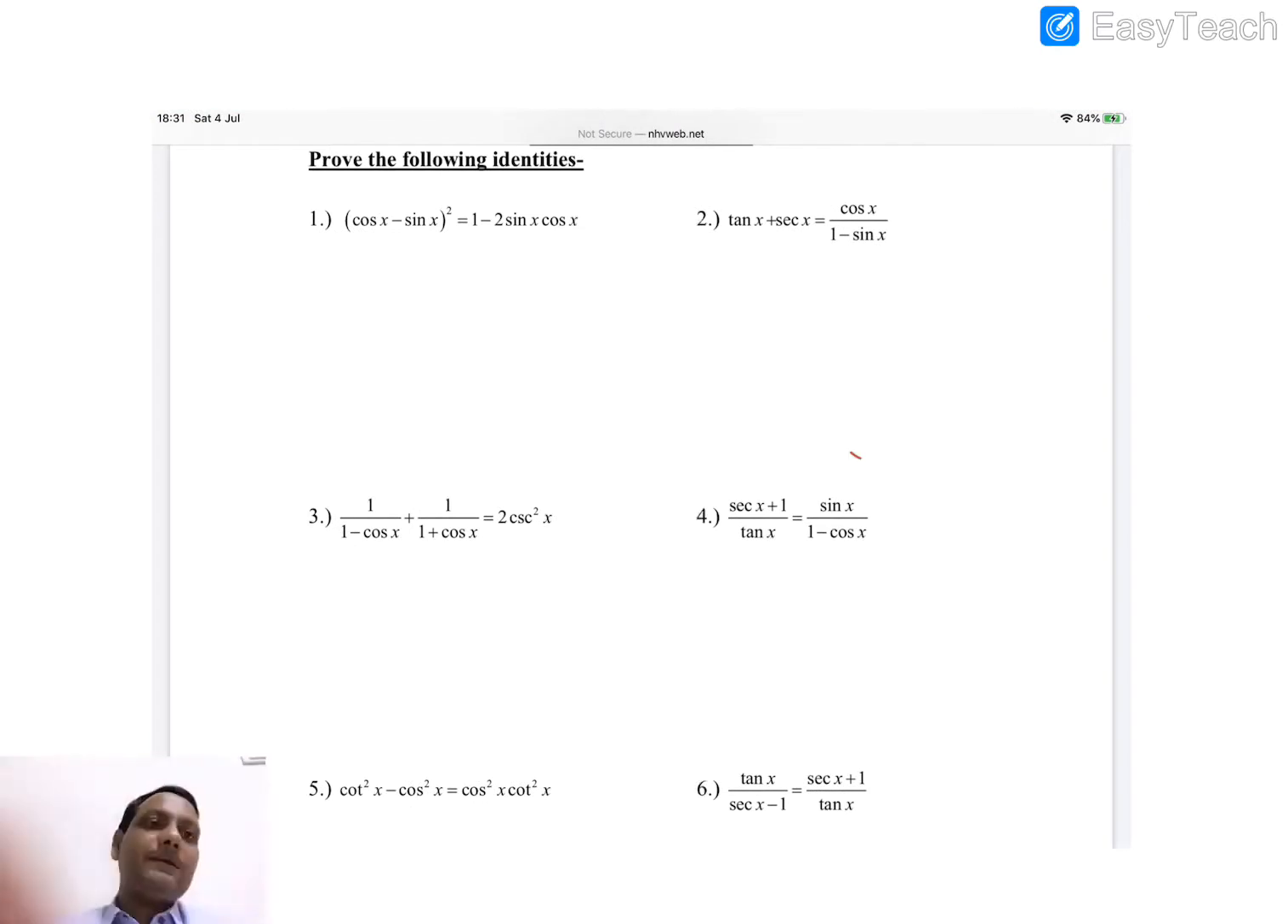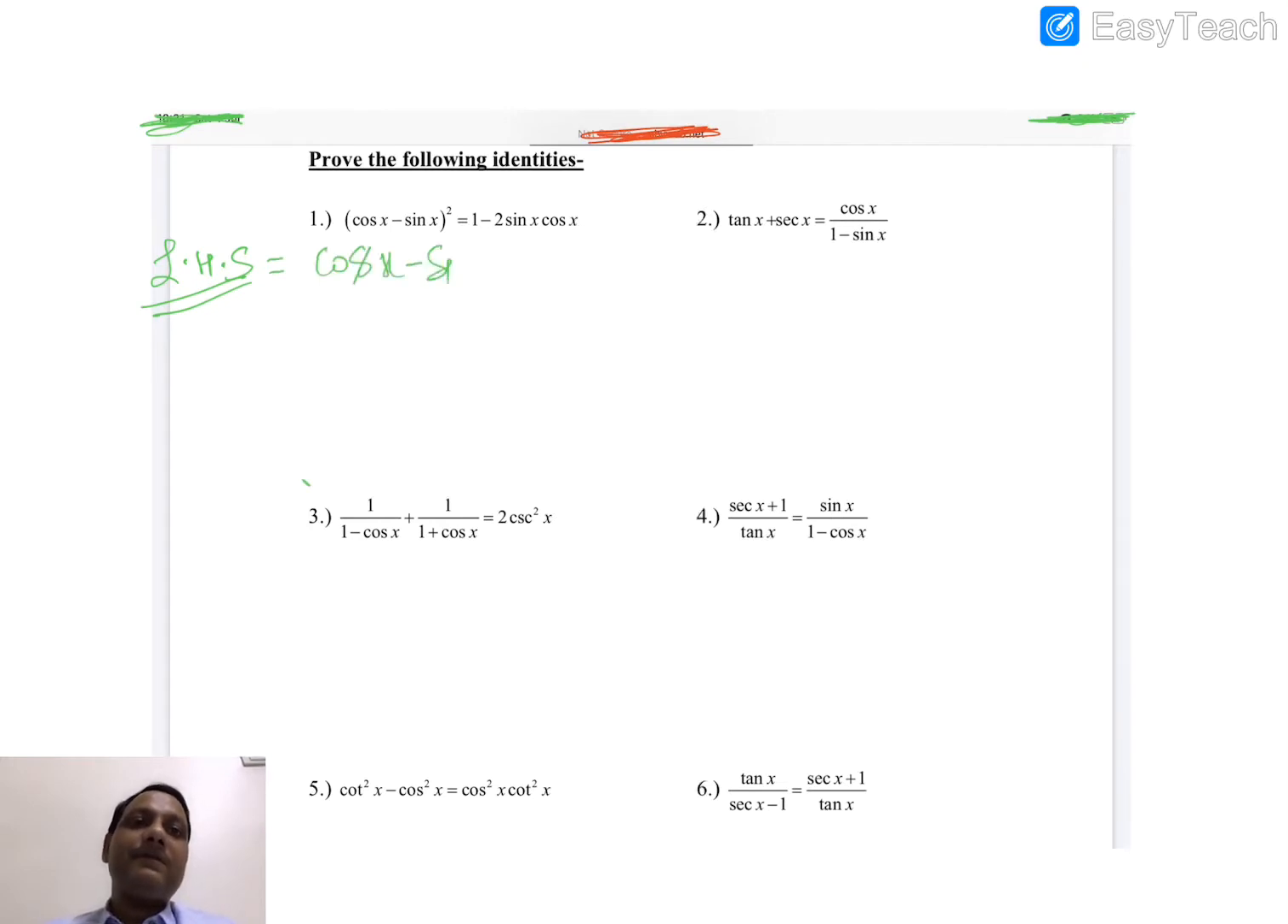Look here, we have the first question, which we have to do by proving. The first question is cos x minus sin x. Generally for this kind of proof, we take the left hand side and we have to prove the right hand side. So the left hand side here is cos x minus sin x, whole square.